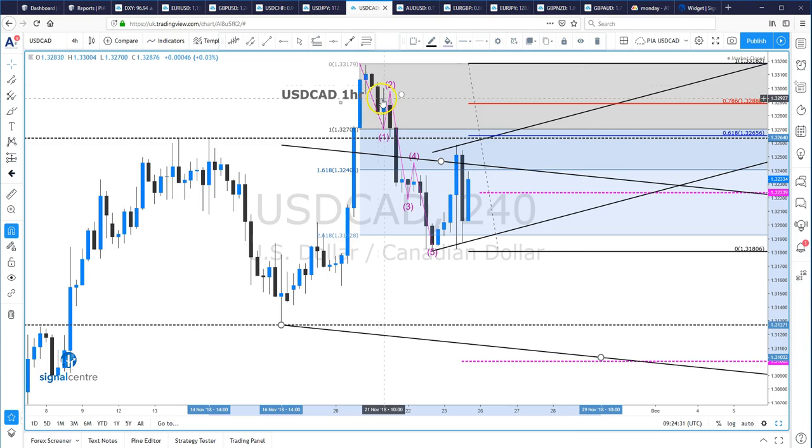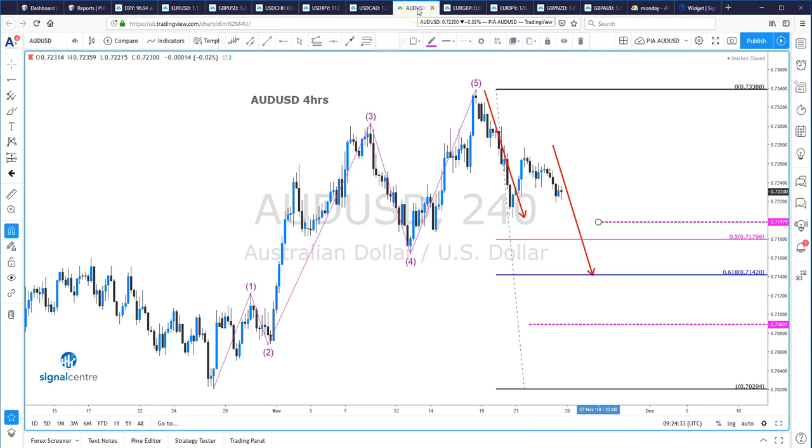Aussie dollar is bullish on a weekly basis. We've got a 5 wave count to the upside on this 4-hour chart. The move lower is mixed and volatile. A perfect ABCD formation takes us here to the 61.8% pullback level at 71.42. As long as we get a weekly close above 71.98, then the medium-term bias remains bullish for Aussie dollar.